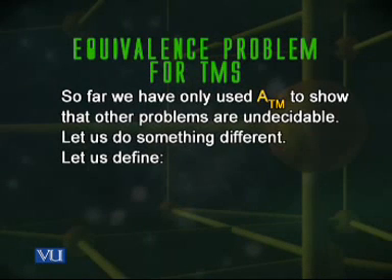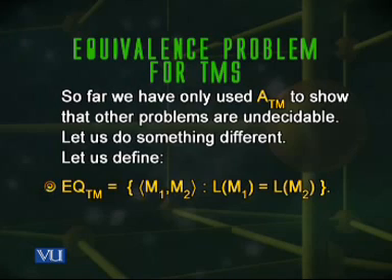So far, we have been using our pet problem, ATM, to prove that other problems are undecidable. Well, let's do a different example now. This is what I call the equality problem for Turing machines, EQTM. It consists of encodings of pairs of Turing machines M1 and M2, so that M1 and M2 are Turing machines, and the language of M1 is exactly equal to the language of M2. You can think of this problem as follows. You're given two Turing machines and you have to tell if these two Turing machines are going to accept exactly the same strings.